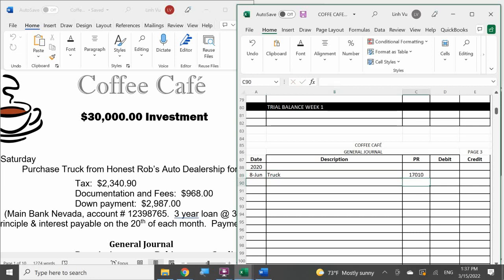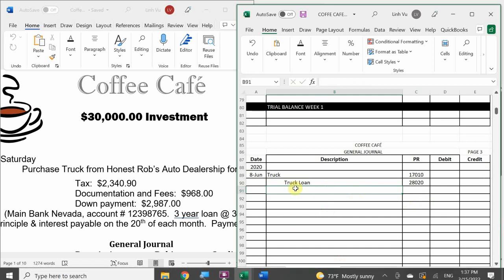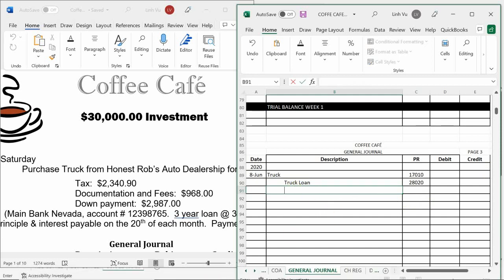So that means I got a truck. I also increased my liability, so I have a truck loan, which was 2820. And of course, under that truck loan, we also made a down payment. So let's tally up our totals. What is the total amount of my truck?